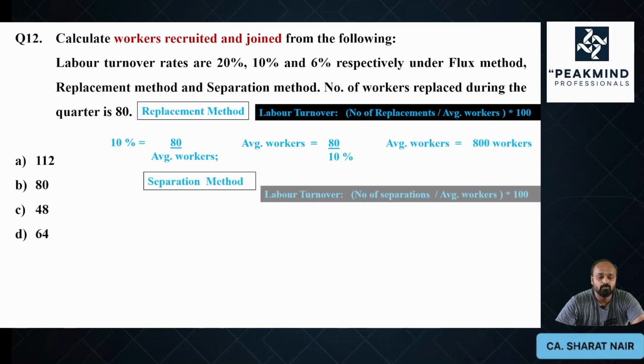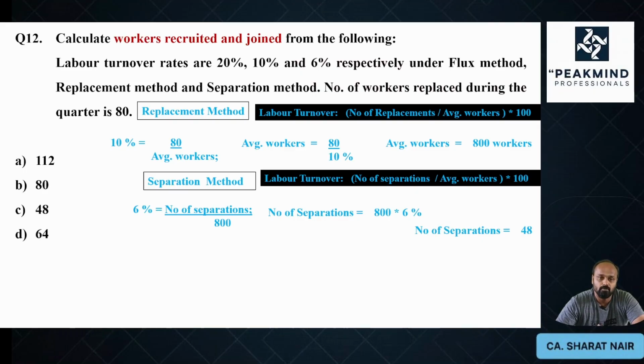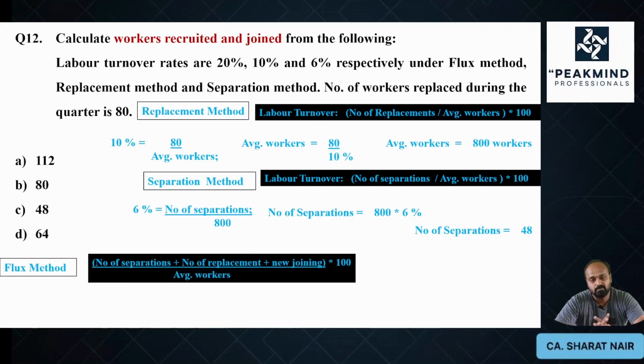Now applying the separation method, labor turnover is equal to number of separations divided by average number of workers into 100, which is 6% equal to number of separations by 800. 800 times 6%, same calculation as in the earlier problem. Number of separations is equal to 48. Now comes our main part, which is the flux method. Under the flux method, the formula we will apply is number of separations plus number of replacements plus new joinings divided by average workers.